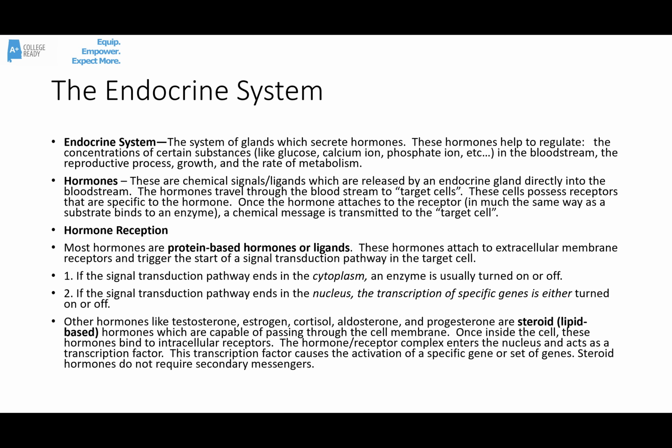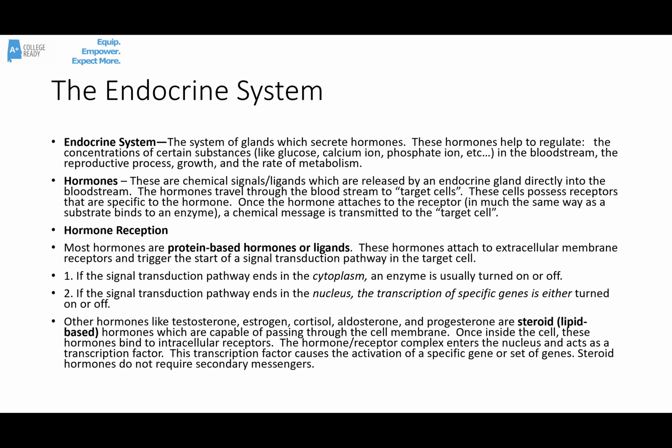All right, so let's talk for a minute about the endocrine system. We know the endocrine system is a system of glands located throughout your body which secrete hormones. And these hormones are cell signals which help to regulate things like the concentration of substances, glucose, calcium ions, phosphate ions in your body, in your blood or your body fluids. They might help to regulate the reproductive process. They might control growth. And they also help to regulate the rate of metabolism.